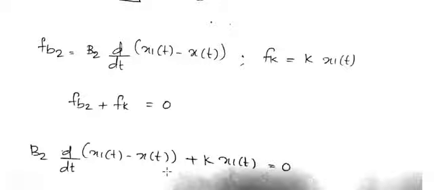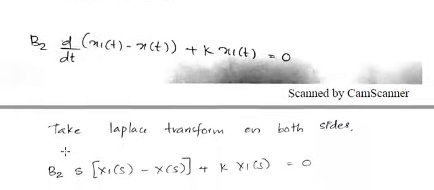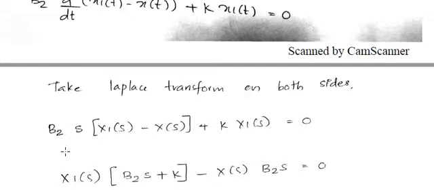Substituting the values, this is the differential equation we have, and now we are going to apply Laplace transform on both sides. Okay, so B2s into (x1(s) minus x(s)) plus K into x1(s) equals 0. We are bringing x1(s) terms together and x(s) terms together, so we have x1(s) into (B2s plus K) minus x(s) into B2s equal to 0.